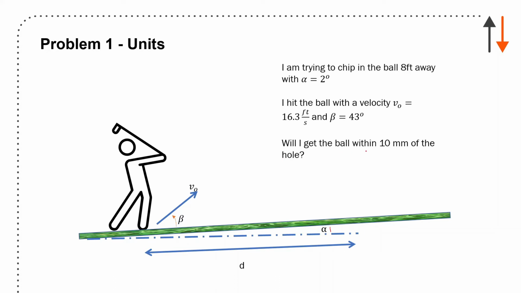Will I get the ball within 10 millimeters of the hole? And you can see this is a mashup of a lot of different units: 8 feet, feet per second, degrees, and millimeters. And so the first thing is I define an axial system that is parallel to the fairway. So the x-axis is aligned with the grass, and y is normal.